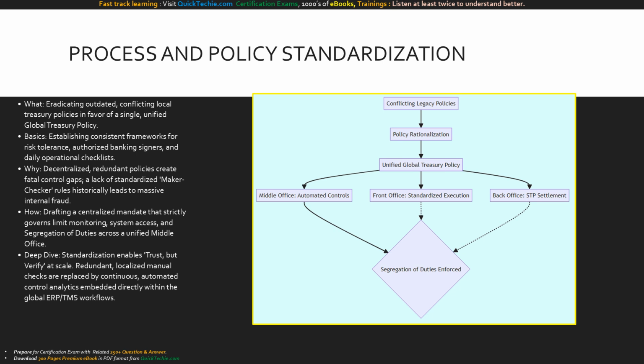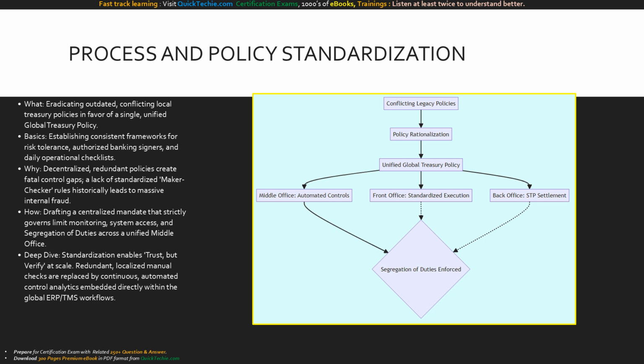Why is this critical? Because decentralized, redundant policies create fatal control gaps. History proves that inconsistent, maker-checker rules across subsidiaries are the primary breeding ground for massive internal fraud. How do we secure the firm? We establish a global mandate that strictly governs system access and segregation of duties, enforced by a unified middle office.